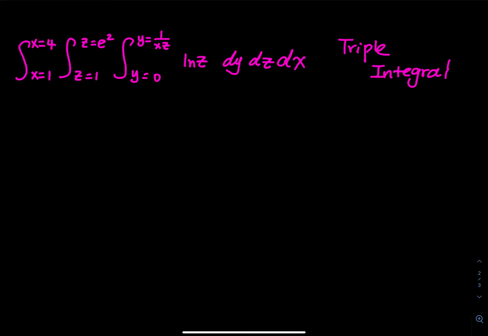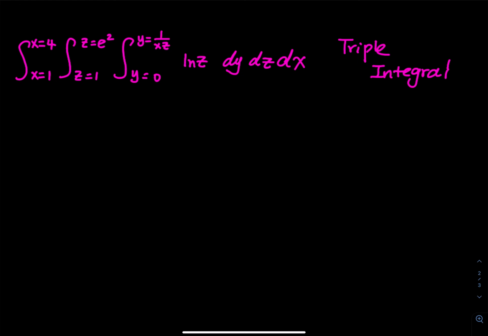Evaluate a triple integral. We have dy, dz, dx. X corresponds to the outer integral, x from 1 to 4. Z corresponds to the middle integral, z from 1 to e squared. Y corresponds to the inner integral, y goes from 0 to 1 over xz.